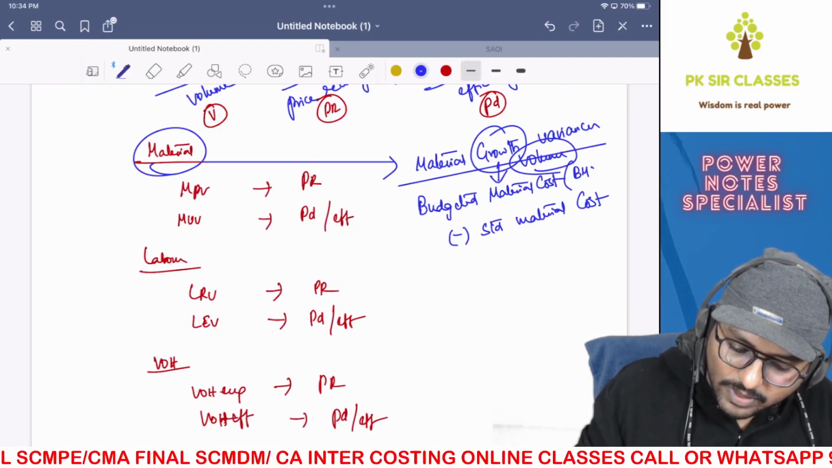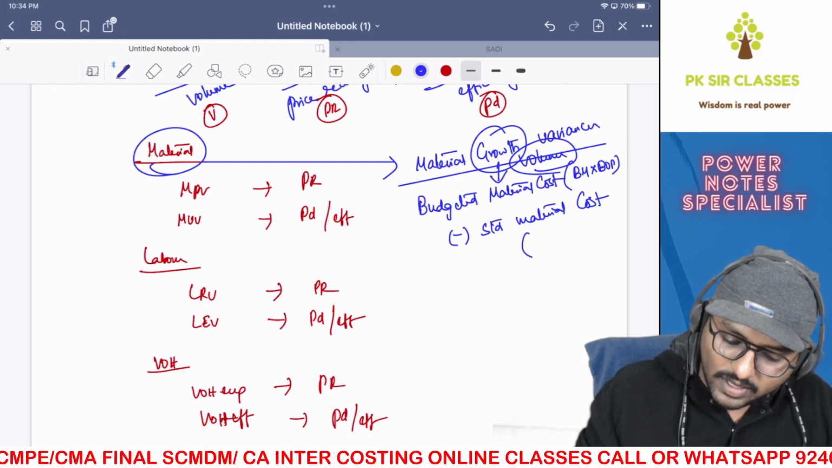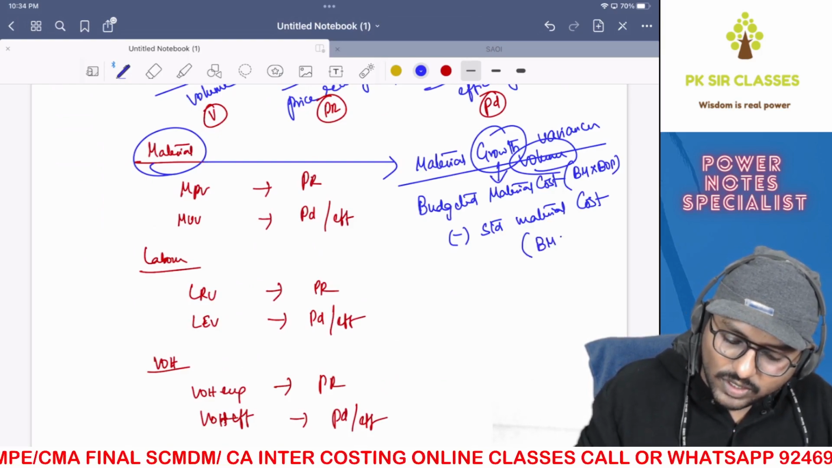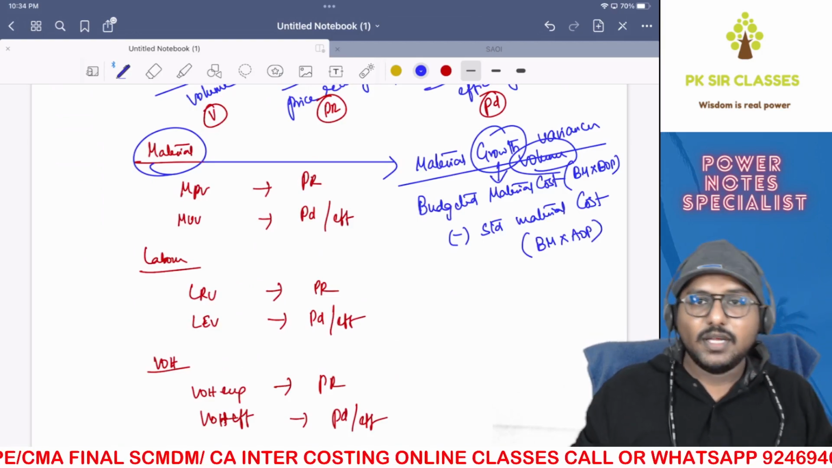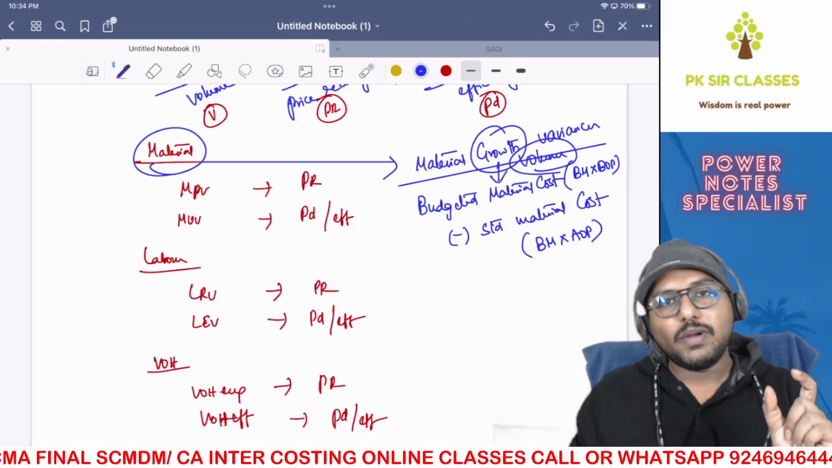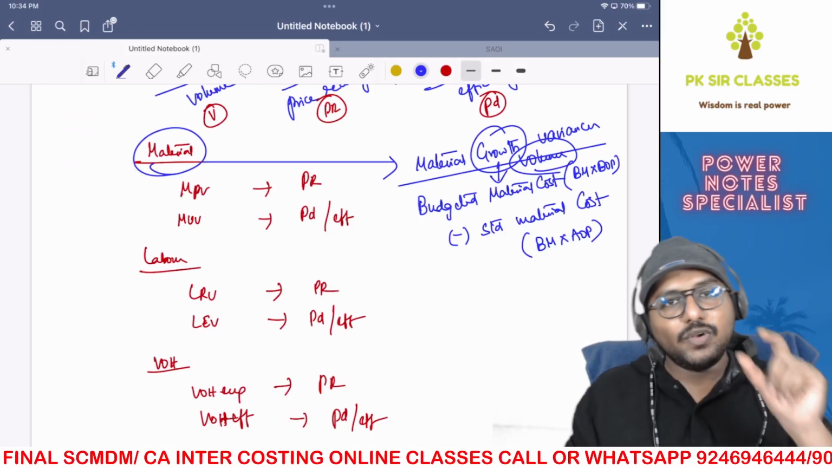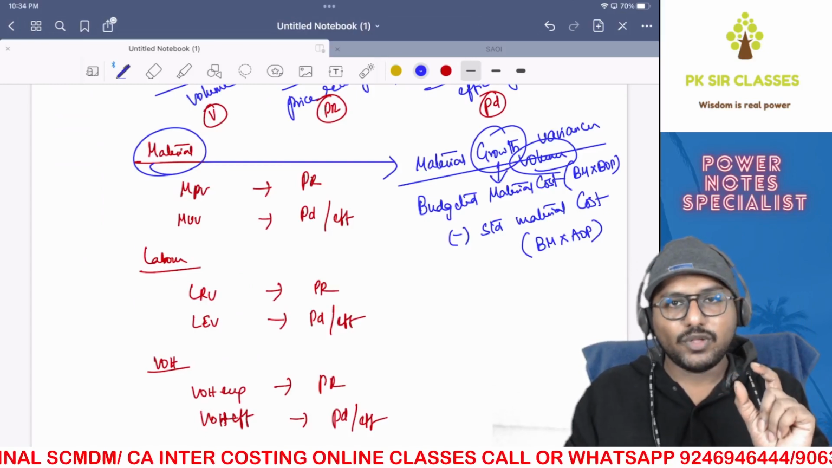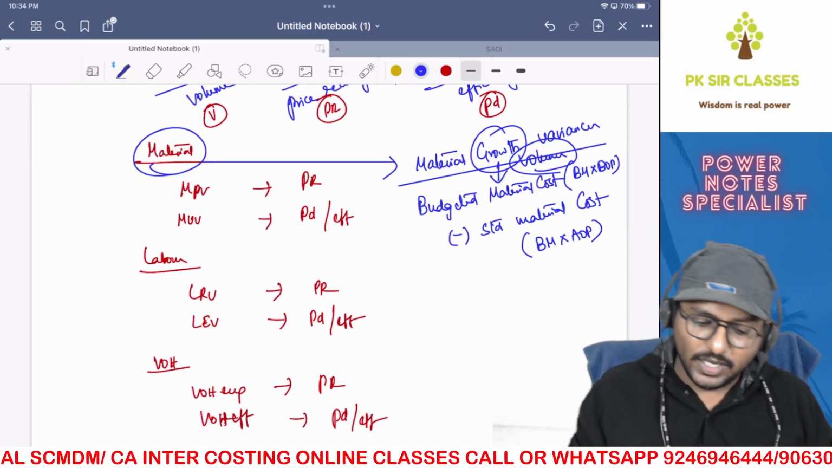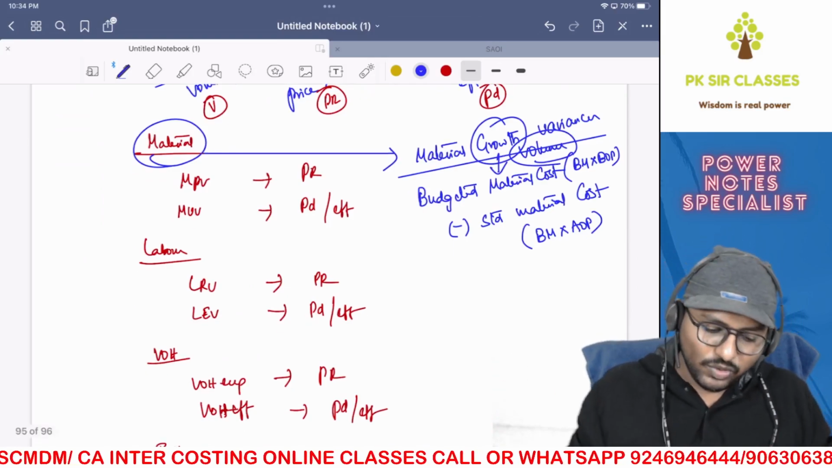Budgeted material cost is nothing but budgeted material cost per unit into budgeted output. Standard material cost is nothing but budgeted material cost per unit into actual output. If you take the budgeted raw material cost per unit and multiply that with budgeted output, it will give you budgeted material cost. You take the same budgeted cost per unit and multiply that with actual output, it becomes standard. So to put it very simply, the difference is volume, which is nothing but growth variance.